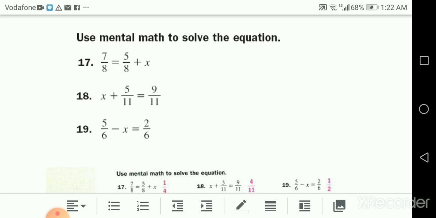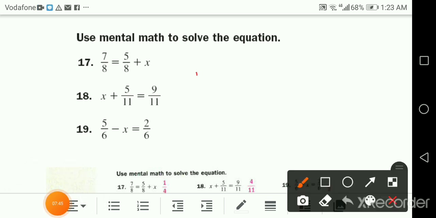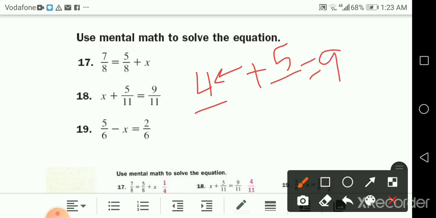What about the second one? I have x plus 5 over 11 equals 9 over 11. Of course, 4 over 11. Okay, because for the numerator, we add the numerator 4 plus the numerator 5 gives me 9 over 11.